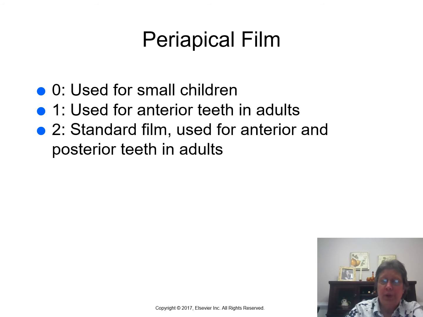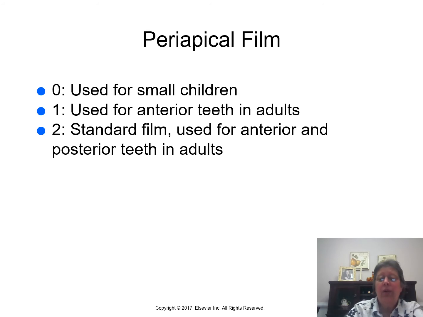On small children, we use the size 0 film. A size 1 film is also used a lot of times for what we call a mixed dentition, when a child may have some permanent teeth, but they still have some primary or baby teeth, and the size 2 film is too big for their mouth. Also, a size 1 film can be used in adults to take pictures of the anterior teeth.